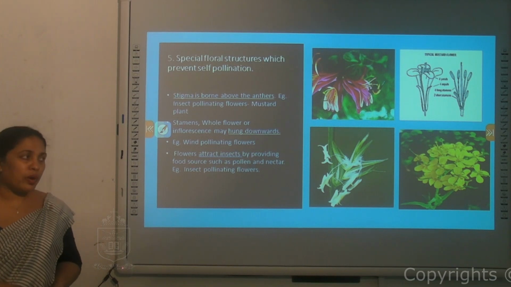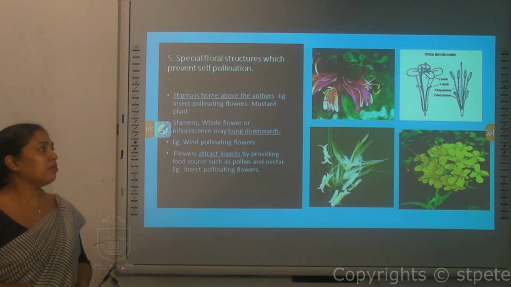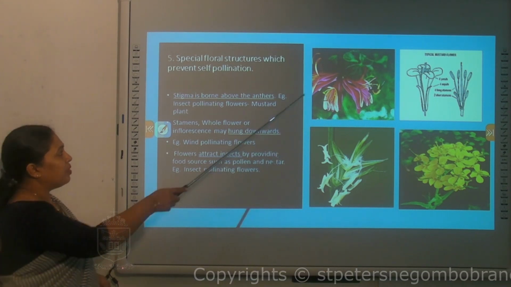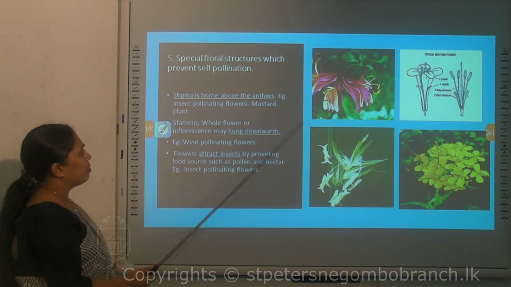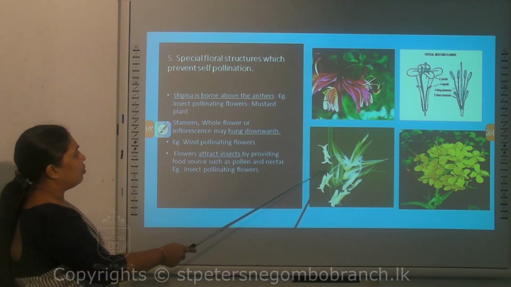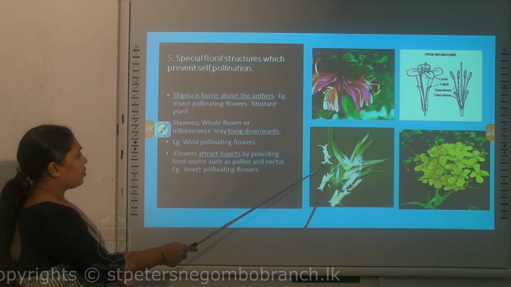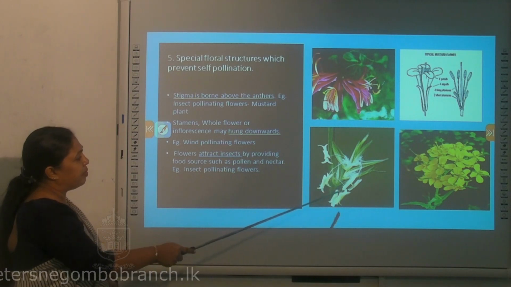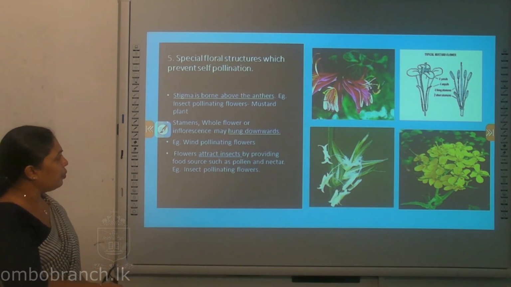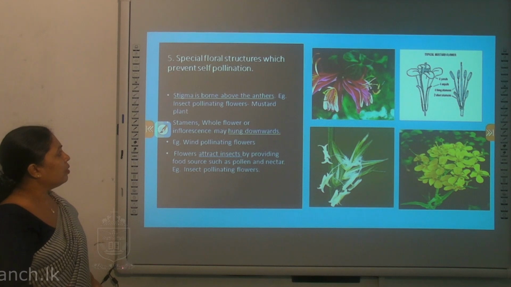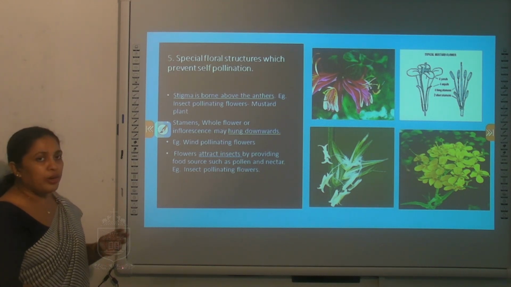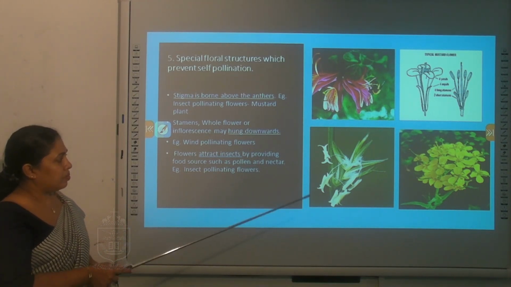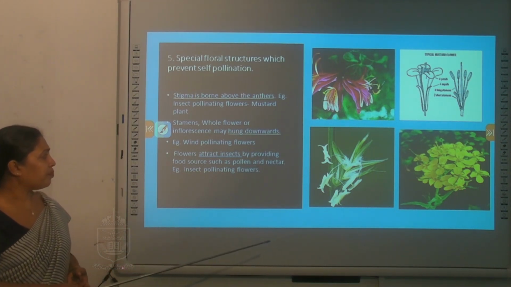And there are some special floral structures to prevent self-pollination, and one is that some inflorescences hang downwards. The most common example is wind pollinating plants. This is a gramineae flower. The floral parts are hanging downwards. So they are not in contact with each other, the stigma and the stamen. So self-pollination is prevented here.